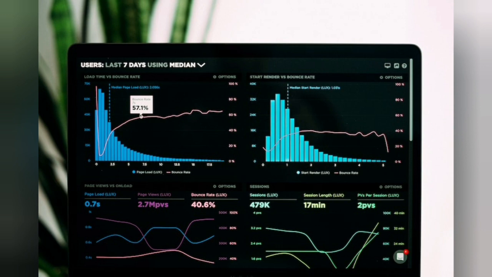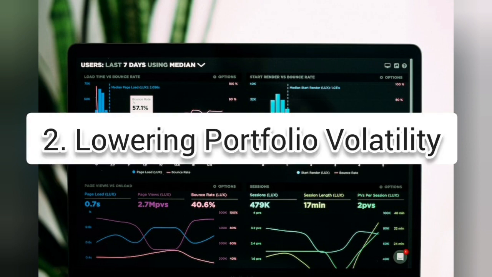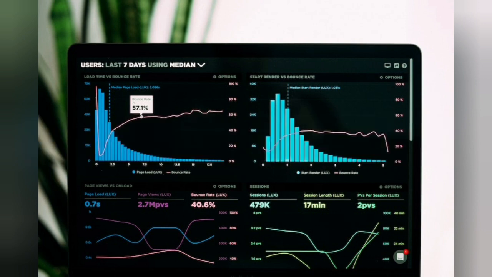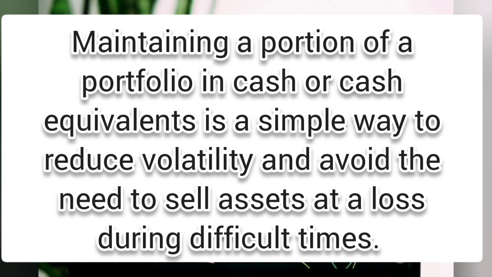The second one is lowering portfolio volatility. Maintaining a portion of a portfolio in cash or cash equivalents is a simple way to reduce volatility and avoid the need to sell assets at a loss during difficult times.